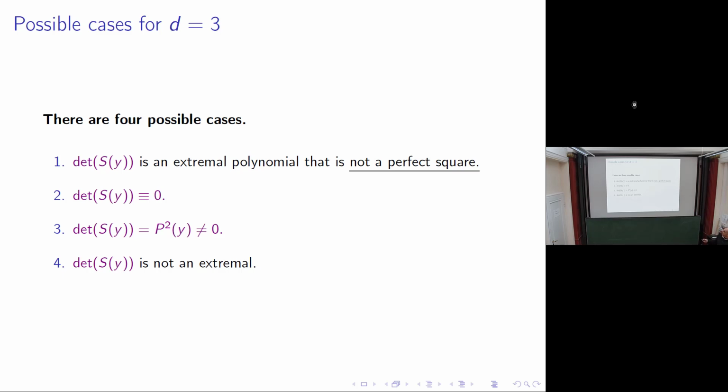And then case 3 is when the determinant is a perfect square. In fact, it is quite straightforward that because it's a perfect square of a third order homogeneous polynomial, it has to be an extremal. Any perfect square of a third order has to be an extremal. It's quite straightforward. And case 4 is when the determinant is a perfect square and is not an extremal at all. Let me show you what we got.